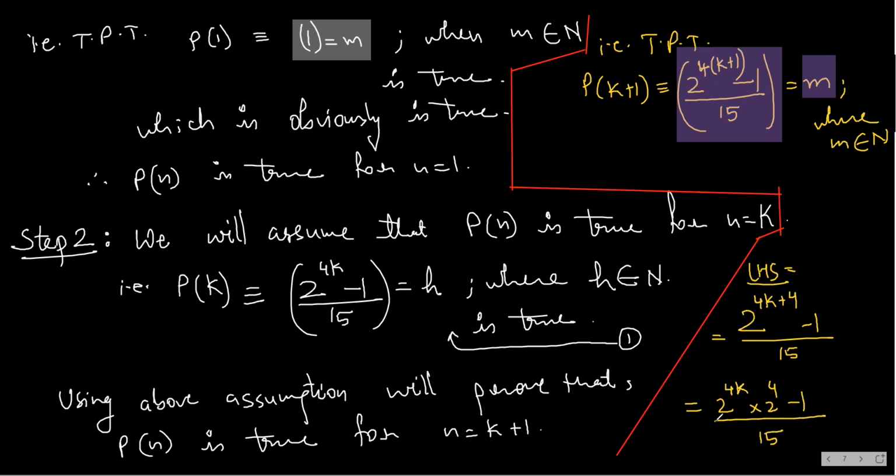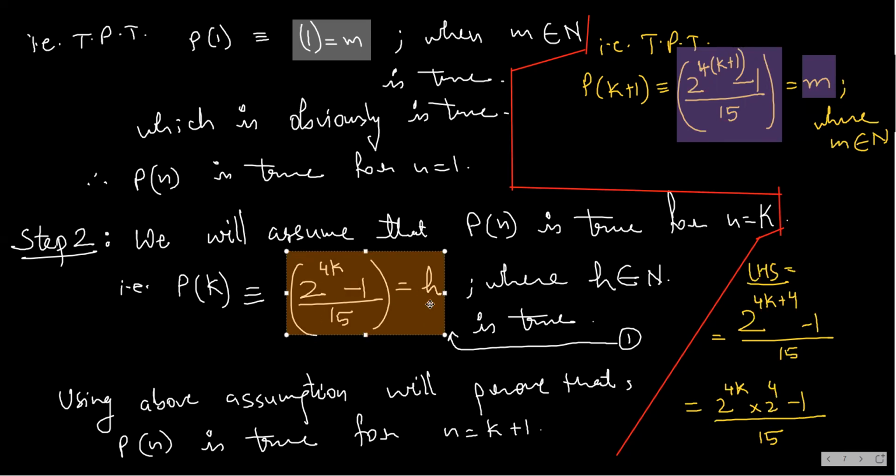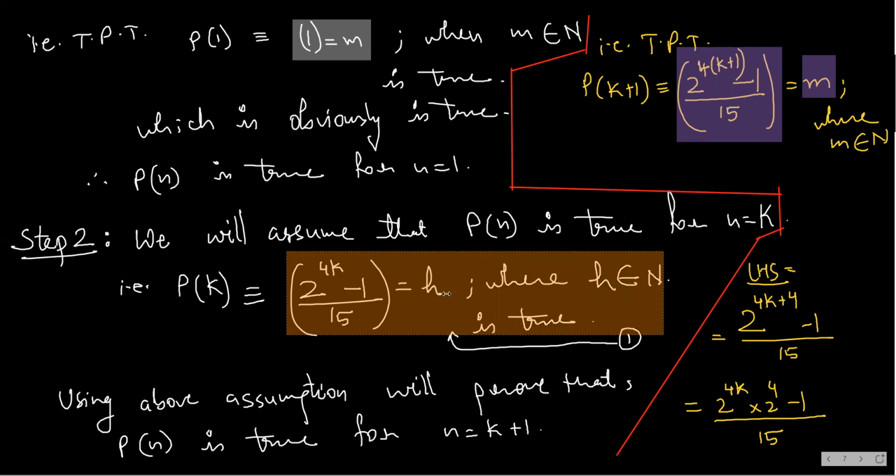Okay, now see, from 1, I want you all to see this part from 1. See, what am I going to do? Is this true? Yes, this is our assumption. This is true, and using this, we are going to prove that this would also be true. That means we can use this part.